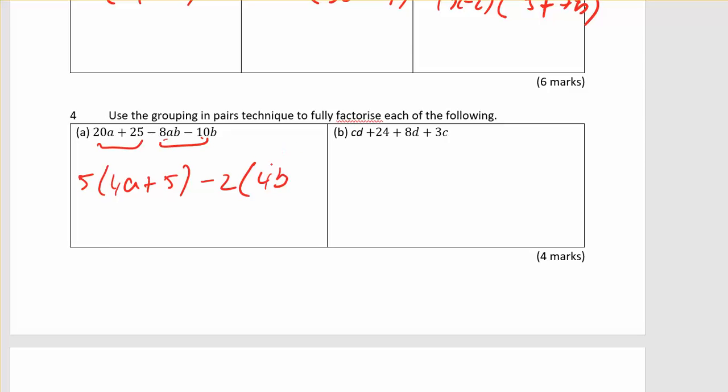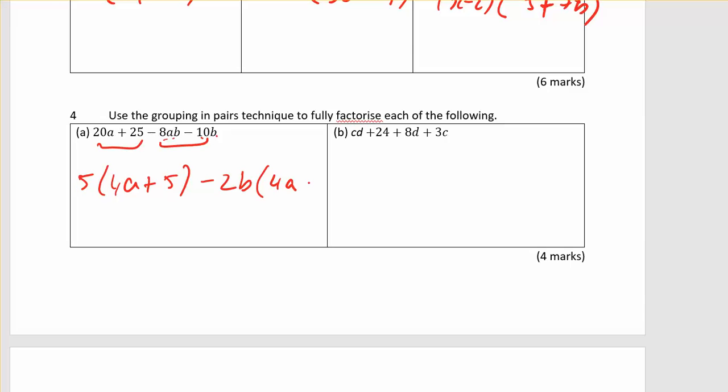4b. Hang on. This should be 2b as a common factor because that contains a b and that contains a b. So negative 2b times what gives you negative 8ab? It must be a positive 4a, okay? Because negative 2b times 4a gives you negative 8ab.